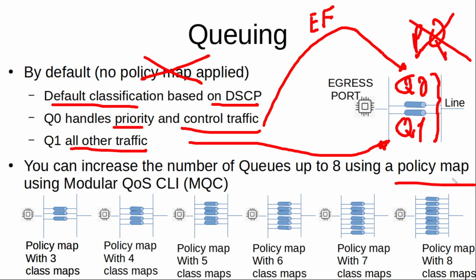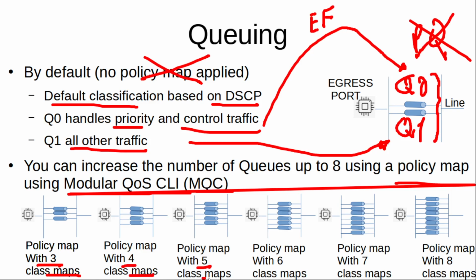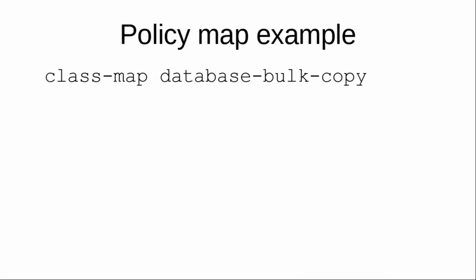You can program this policy map using a modular QoS CLI or MQC. So depending on the amount of class maps that you include in your policy map, that will be the amount of queues that you are going to be using at your egress port. So let's place an example here. For instance, let's say that you create a simple policy map that only has one class map.